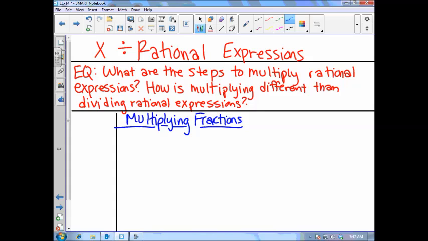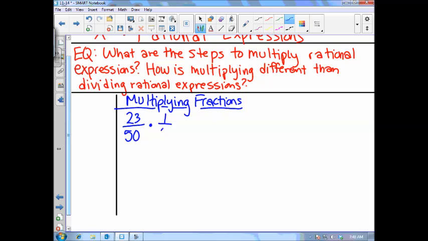Who can give me a fraction? We're going to need a bunch of fractions today. Tyler, give me a fraction. 23 over 50 times, someone give me a little bit smaller fraction. We're going to have some difficulty. 1/2, that sounds great.